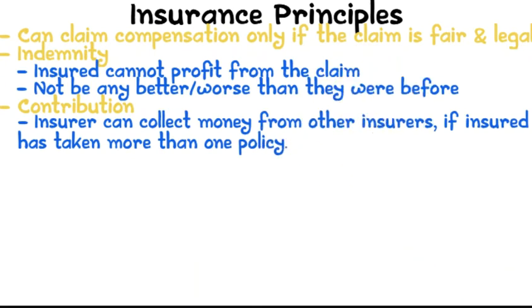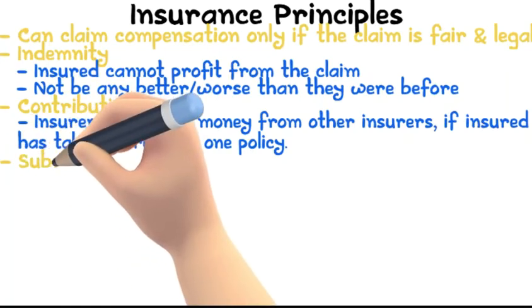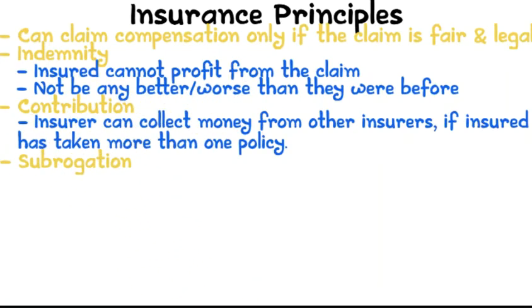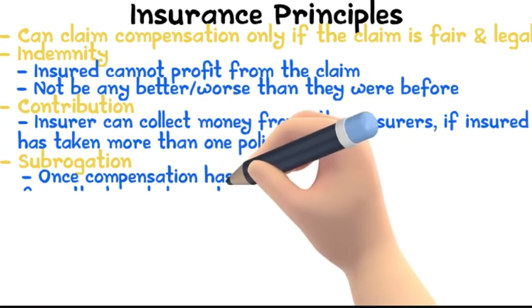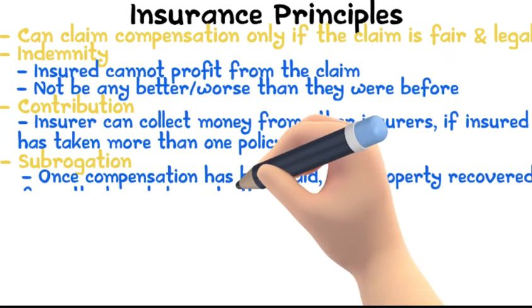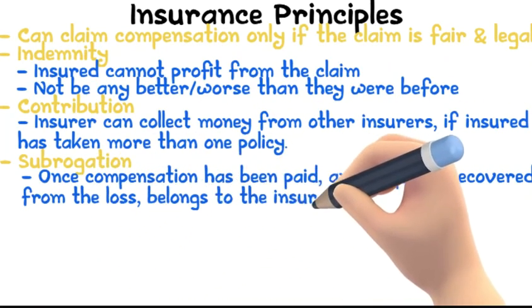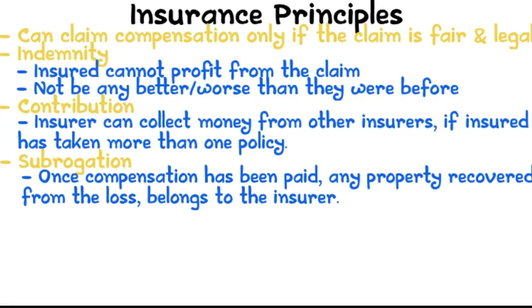For example, if a laptop is stolen from an office, it is covered by both contents and office insurance. So both the insurance companies would share the compensation to be paid. Subrogation. The principle of subrogation states that once compensation has been paid to the insured, any property recovered from a loss belongs to the insurer. This means if the laptop from the previous example was recovered, it belongs to the insurance company until the insured pays back the compensation in full to get the laptop back.